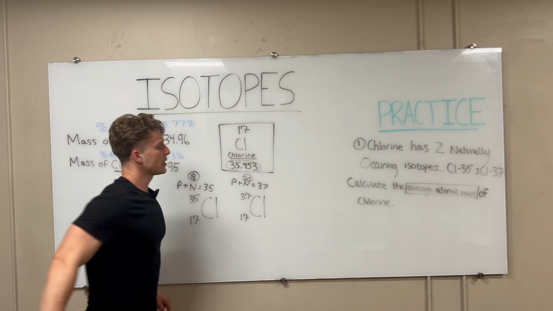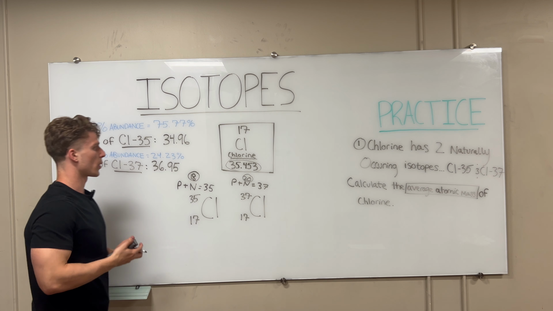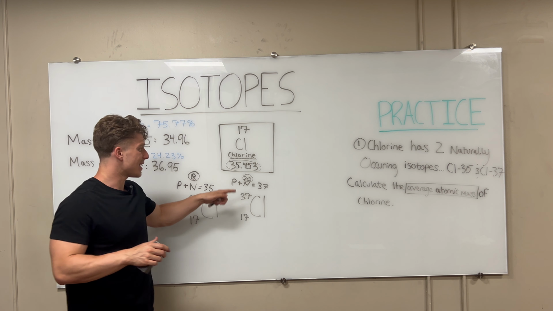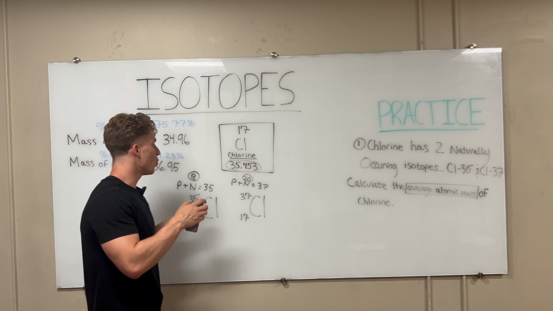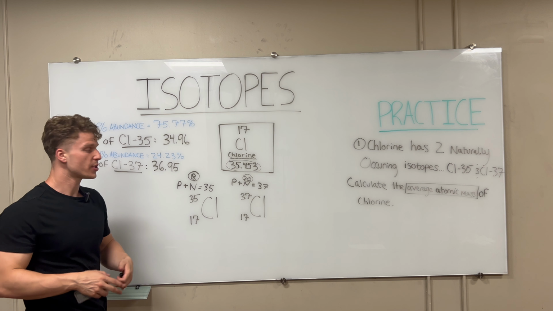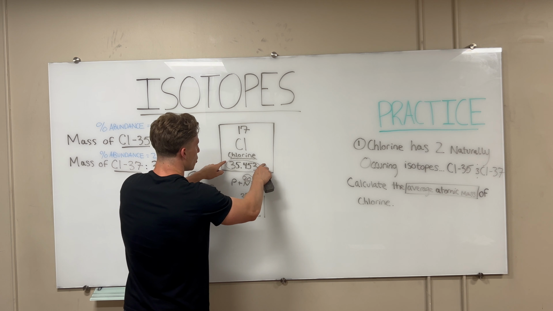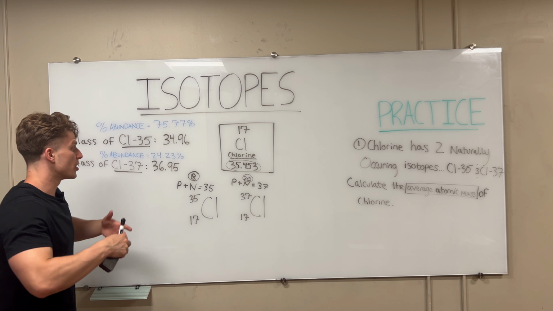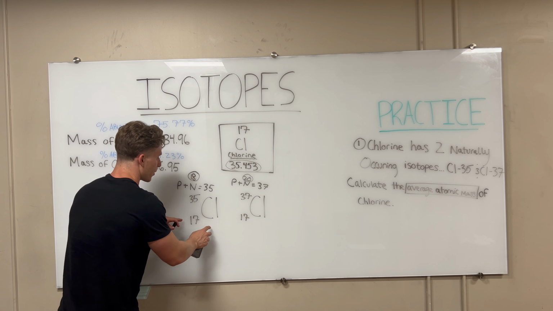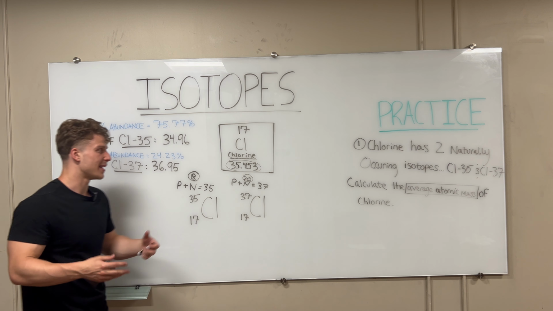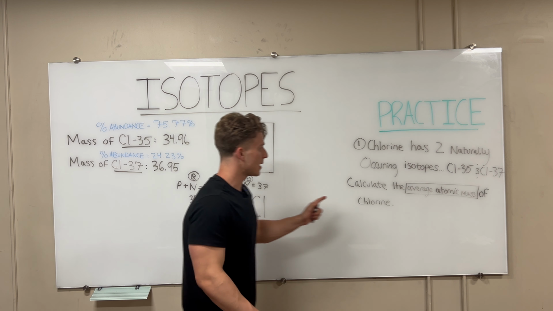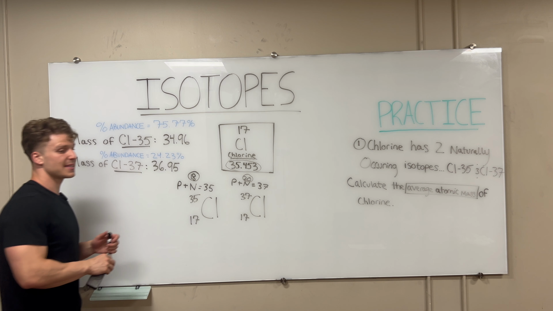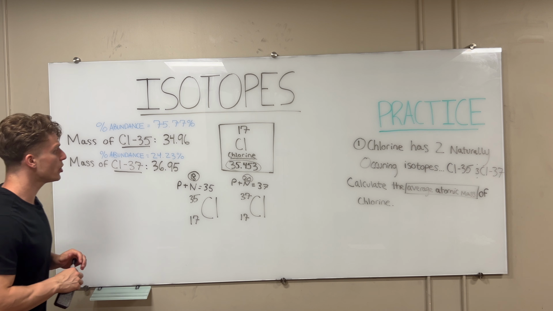So if we're going to calculate the average atomic mass of chlorine, this is what we're going to have to do. Average atomic mass is essentially an average of the weight of all of the isotopes of that atom. So if we're looking at chlorine, 35.453 is more of an average of the mass of chlorine-35 and chlorine-37 added together, right? So when we calculate the average atomic mass of chlorine, we should get 35.453 as our answer.